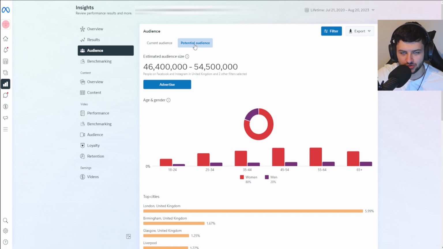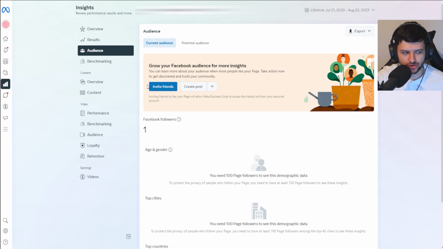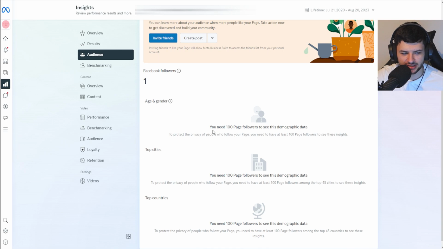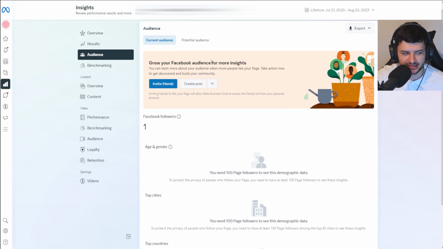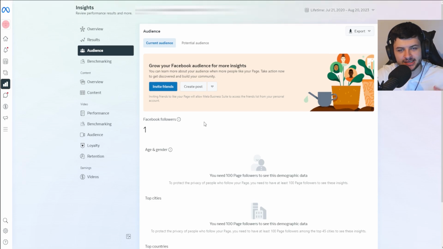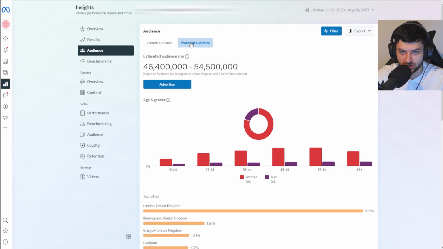Now, this is potential audience. That's who we can potentially reach. We can also go to current audience, which shows your audience. Now, I have a fairly new page. I just use it to run ads since like a week or two ago. I don't actually try and grow it organically, so I don't really have any data on the current audience. But if you have a page which has at least 100 page followers, you can see more demographic data for the top countries, cities, the age and gender, and the followers, right? So you can see specific audience data and your potential audience who you can reach in the region that you're marketing to.